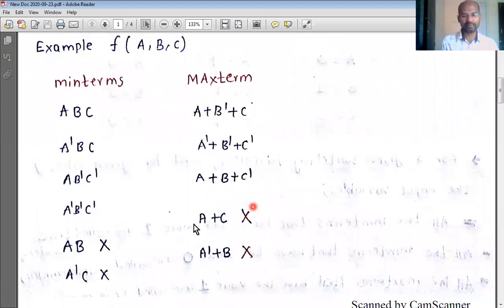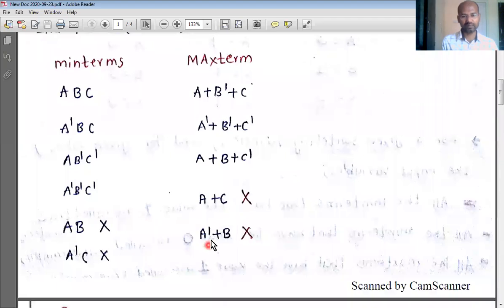Now consider this sum term. Of course, this is a sum term. There is A, there is C, B is missing. So it is not a max term according to the definition. And what is missing here? A is in complemented form, B is in uncomplemented form, but C is missing. Of course, it is a sum term, but C is missing. So therefore, it is not a max term.